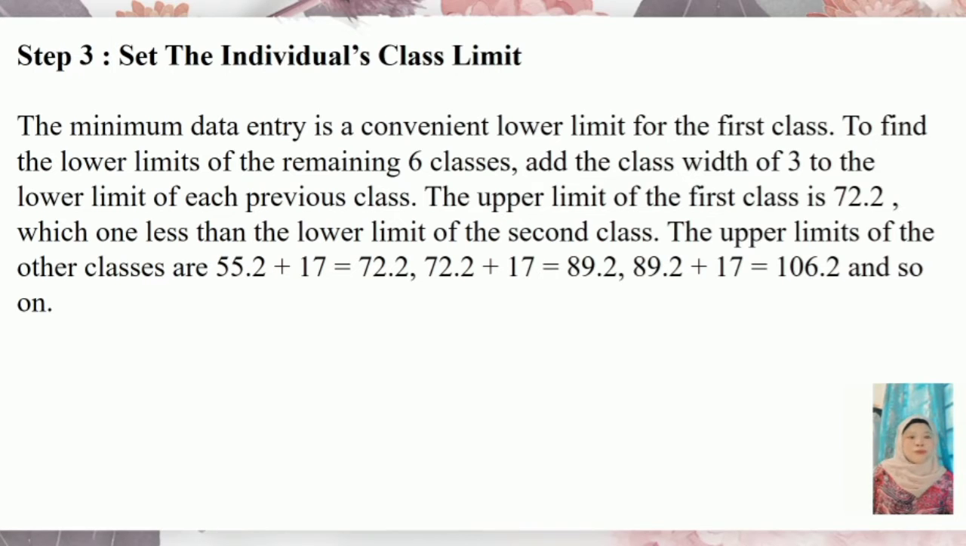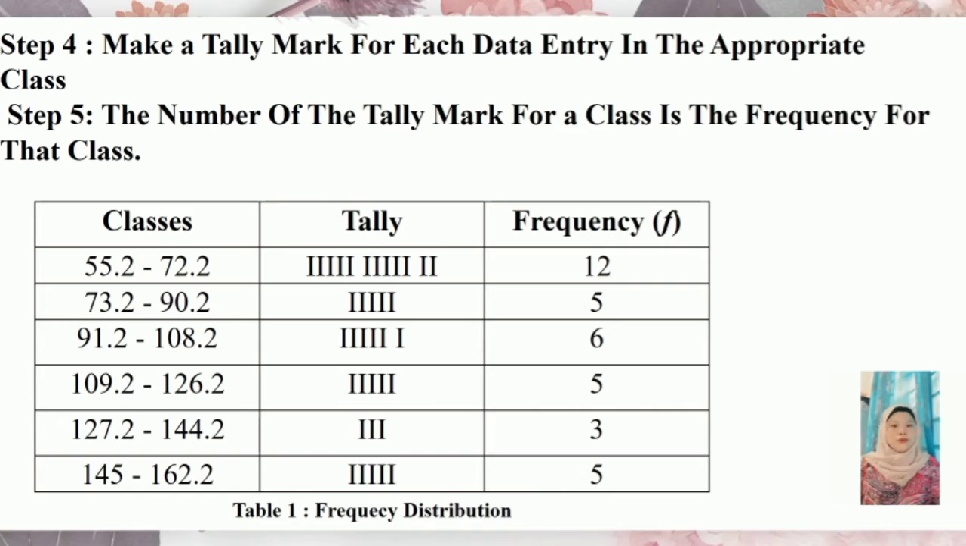17 is the width of the class, so we can get 72.2. Then 72.2 plus 17, we can get 89.2, and so on. Step 4 is to make a tally mark for each data entry in the appropriate class. So we can go on to step 5.